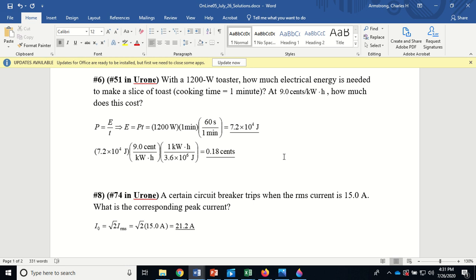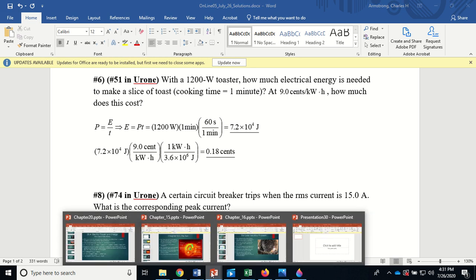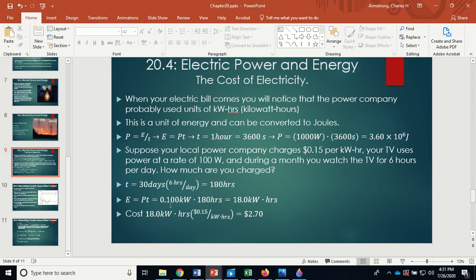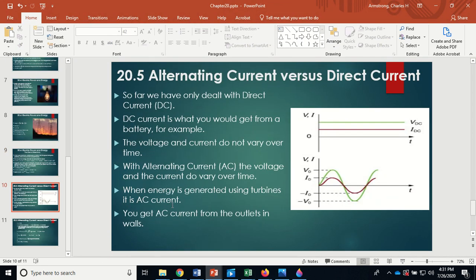Okay, now we need to move on for the rest of these. So now we are up to alternating current versus direct current. So far we have only dealt with direct current. DC current is what you would get from a battery, for example. The voltage and the current do not vary over time. They may decrease as the battery gets weaker, but they're supposed to stay constant. You get a 9-volt battery, you expect to get a pretty constant 9 volts out of it. It's not going to fluctuate.